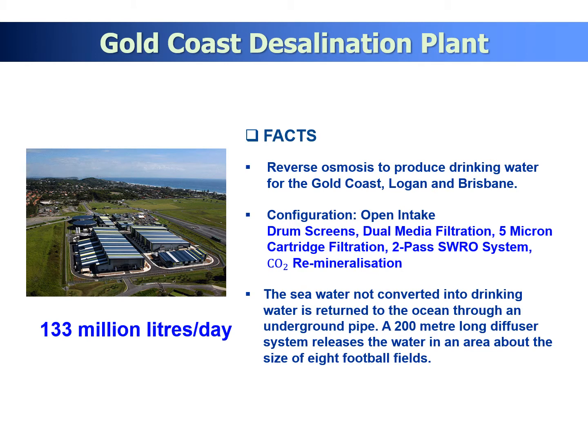Let's look at the Gold Coast Desalination Plant. I don't want to go through all the details, just focus on the desalination treatment process, because they have different processes. In Block 3, we are mainly targeting how to design reverse osmosis and a seawater desalination plant, which is relevant to our Assignment 3. The plant produces 133 million liters per day. It consists of drum screening to remove particles, dual media filtration, a 5 micron cartridge filtration system in front of reverse osmosis, and then CO2 remineralization.